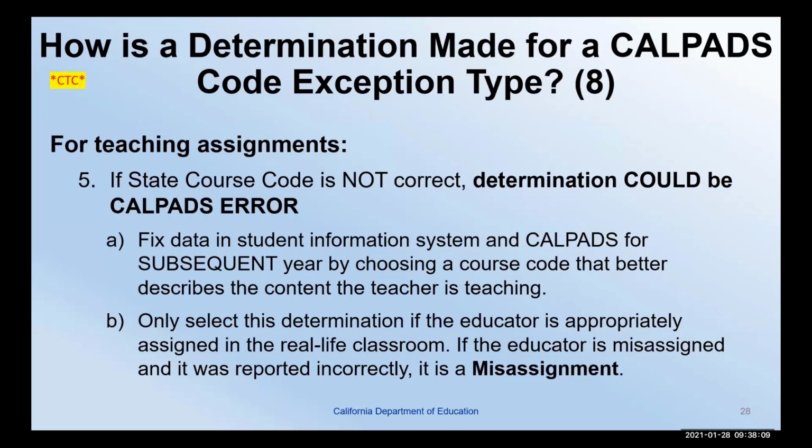Last year, for that non-consequential year, we really wanted you to evaluate your reporting. But this next consequential year, we really are just looking for those misassignments. So if it's a joint exception, where we've seen a bunch of these where the CalPADS code is incorrect, but also the educators aren't authorized for the curriculum they're teaching anyway, then you're going to mark that as a misassignment.